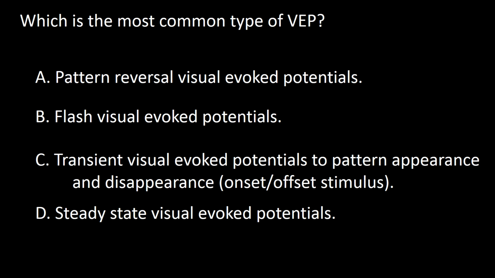Next question. Which is the most common type of visual evoked potential? A, pattern reversal visual evoked potentials. B, flash visual evoked potentials. C, transient visual evoked potentials to pattern appearance and disappearance. D, steady state visual evoked potentials.